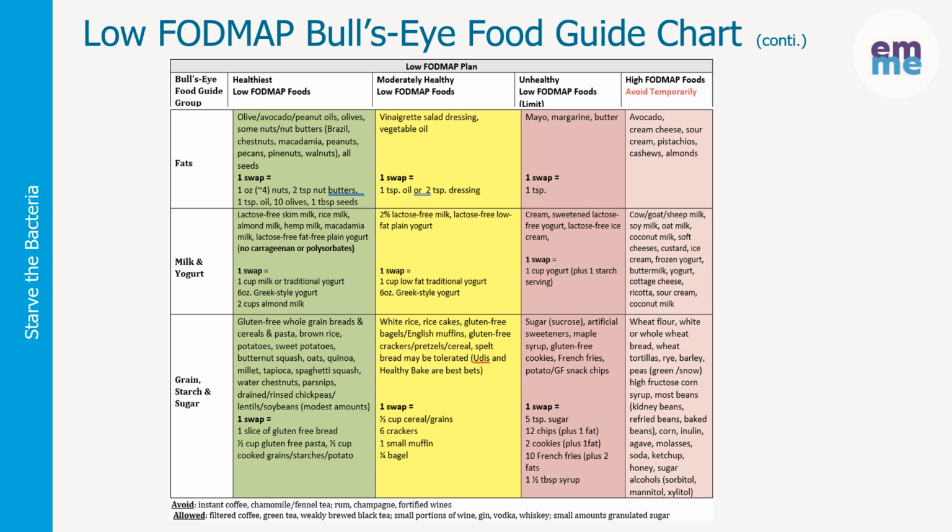Inulin is sometimes added even to yogurt. It's a common ingredient added to processed foods, so you want to check for that. Agave, molasses, soda, ketchup, honey, sugar alcohols such as sorbitol, mannitol, and xylitol. So we want to be really careful to avoid those.